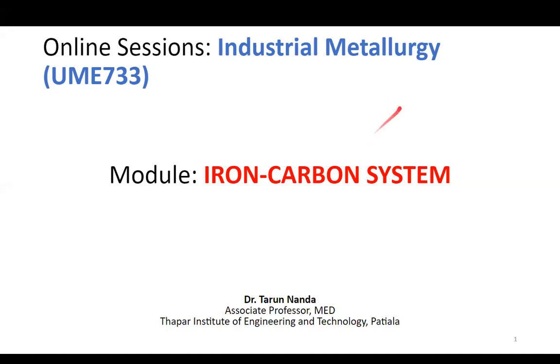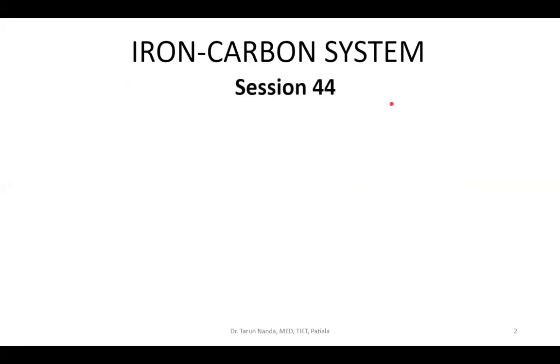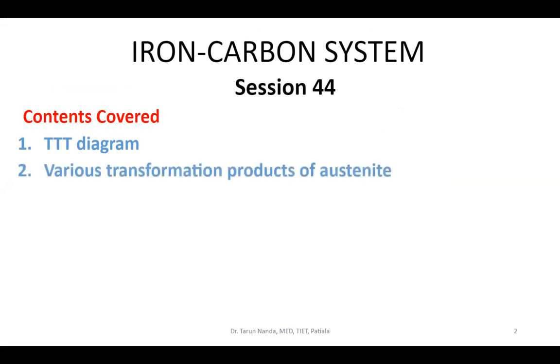This is session number 44, and in this session we will continue our discussion on the time temperature transformation diagram, that is the triple T diagram. So again I'll show you the neat and labeled triple T diagram for a eutectoid steel, and then I'll briefly discuss with you what are the different transformation products of austenite which are shown on the triple T diagram. And finally we'll see how the triple T diagram was used initially when it had been constructed.